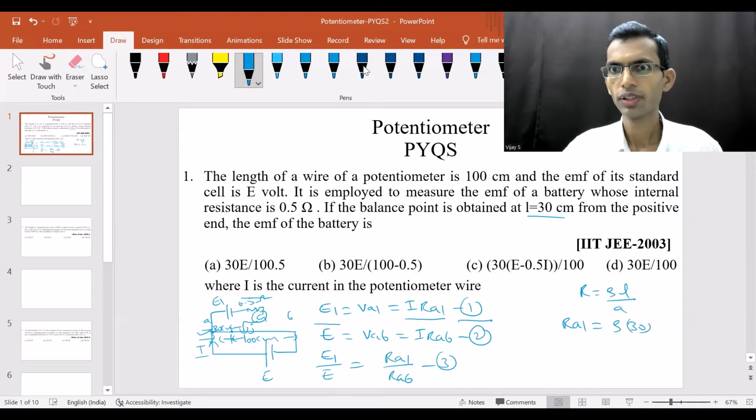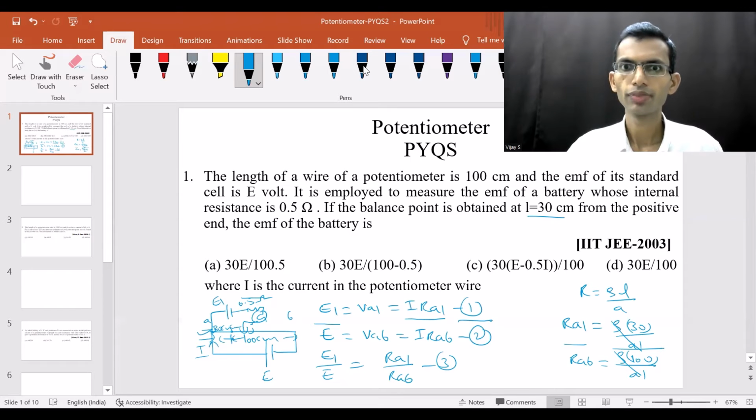I'm directly writing. So area of cross section, let us say A dash. As we used A already, I'm using A dash. RAB, resistance of wire between A and B, that is equal to rho LAB. LAB is, you can see, 100 centimeter by A dash. So when we take ratio, what we are going to get? Rho by A dash is common. RA1 by RAB is 30 by 100. So that is the thing. So you can see here RA1 by RAB is 30 by 100.